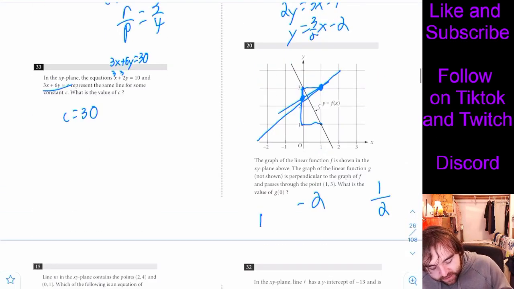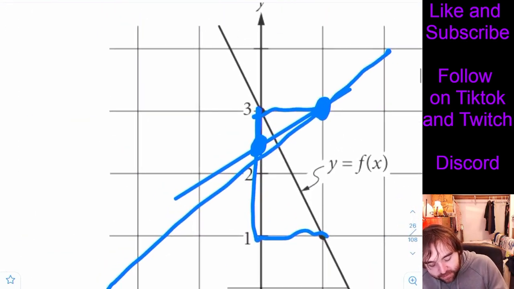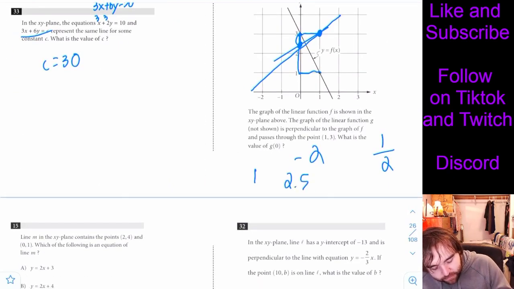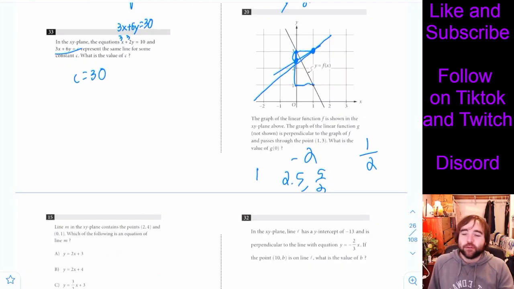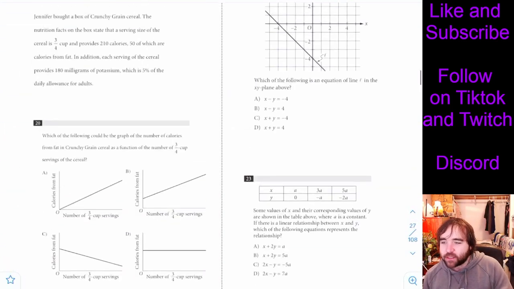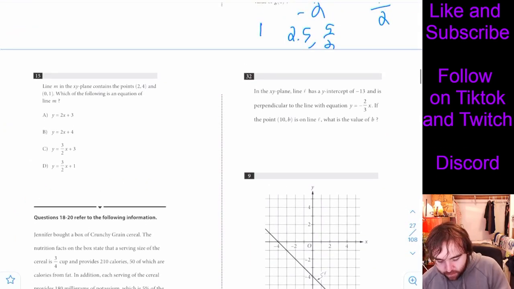So, where is it then? 1/2 isn't the answer. It started at 3 and it went down 1/2. So 2.5, or 5 halves, would be the answer. All right, last page. That wasn't too bad.